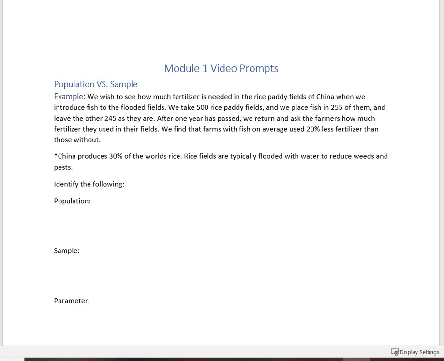Just so you know, China produces 30% of the world's rice, and rice fields are typically flooded with water to reduce weeds and pests. So, first off, what's the population we're interested in? So, what's the bigger picture?